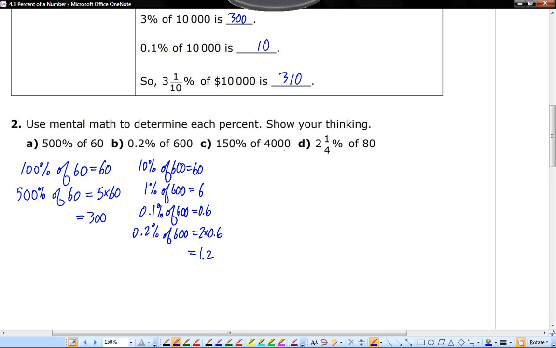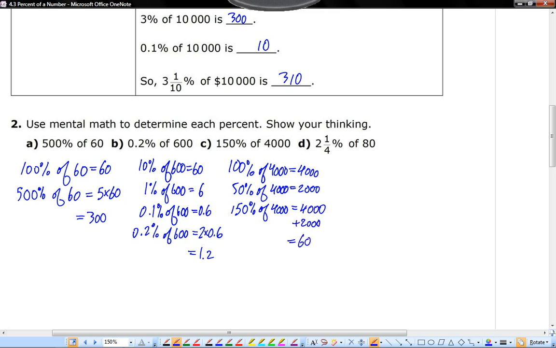Finding 150% of 4,000, we can start with 100% of the 4,000, which is the full 4,000. We can find 50% of 4,000 pretty easily in our head because it's just half as much. And now if we want to do 150% of 4,000, it's going to be simply the 100% plus the 50%, so adding 4,000 plus 2,000, that will give us a total of 6,000.